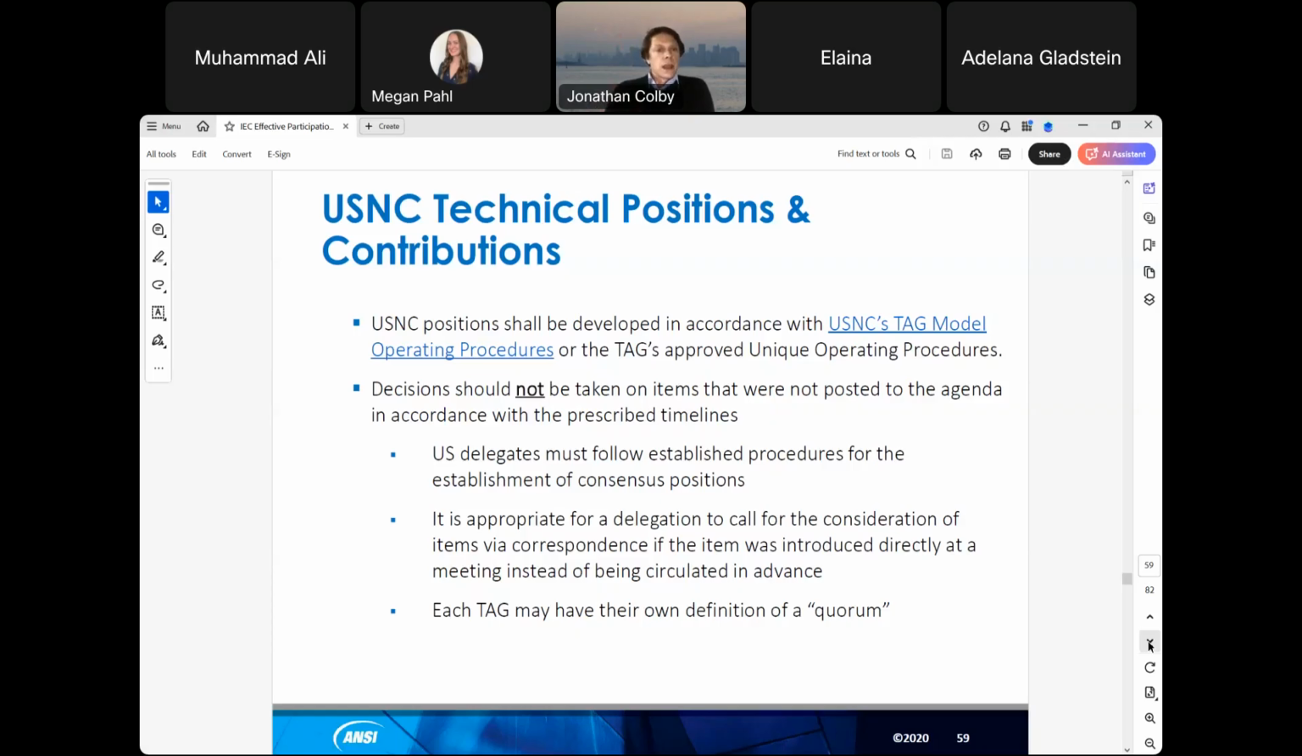Now, it's been touched on, but decisions should not be taken on items that were not posted to the agenda in accordance with prescribed timelines. U.S. delegates must follow the established procedures for the establishment of consensus positions within the U.S. If something was introduced directly at a meeting or did not meet sufficient timelines for preparation in the meeting, it is appropriate for a delegation to call for the consideration of this item via correspondence, and that would be done in the meeting. And so you can raise your hand and say, look, this did not meet the rules for document distribution, and as such, we'd like to remove this from the agenda during this meeting and instead have it done by correspondence.